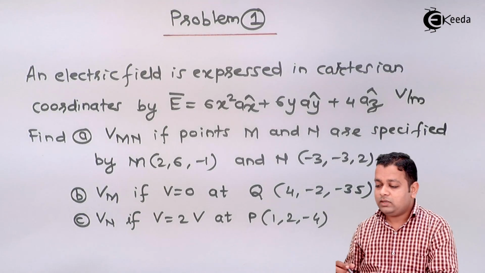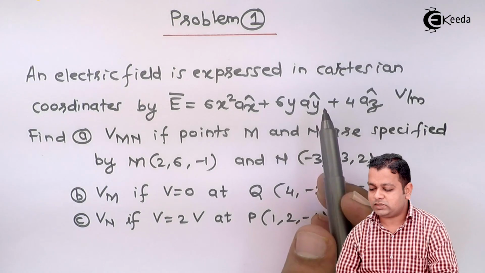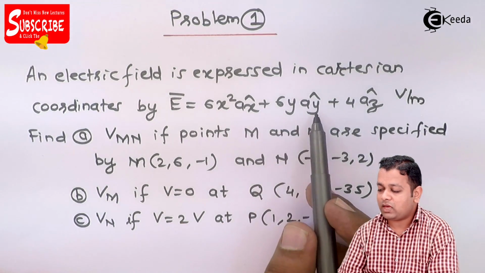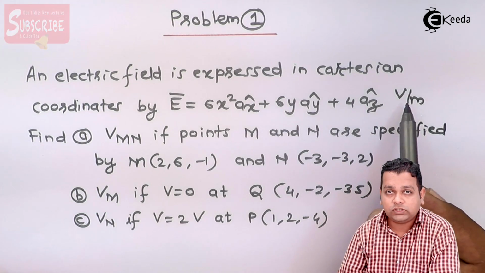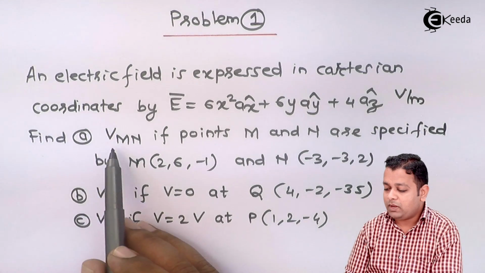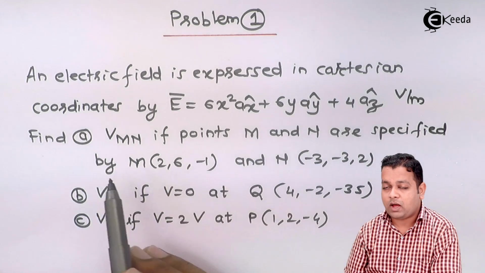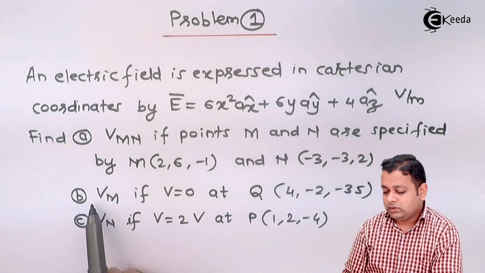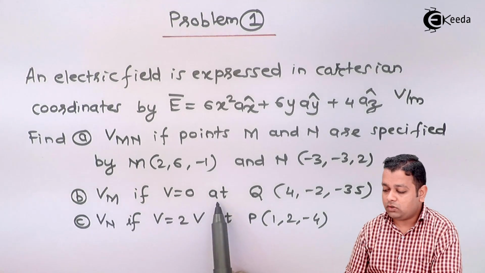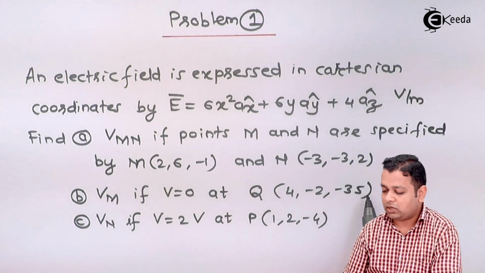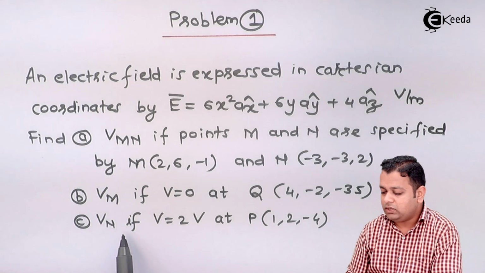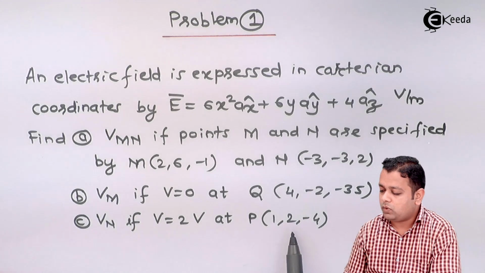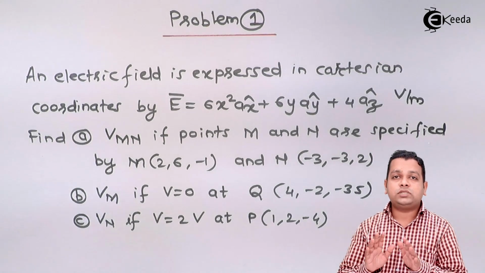an electric field is expressed in Cartesian coordinates by E bar is equal to 6x square ax cap plus 6y ay cap plus 4az cap, given in volts per meter. Find Vmn if points M and N are specified by M (2, 6, -1), N (-3, -3, 2). Second part is Vm if V is equal to 0 at Q (4, -2, 35), and in part C, Vn if V is equal to 2 volts at point P having the coordinates (1, 2, -4). So this is the problem statement.